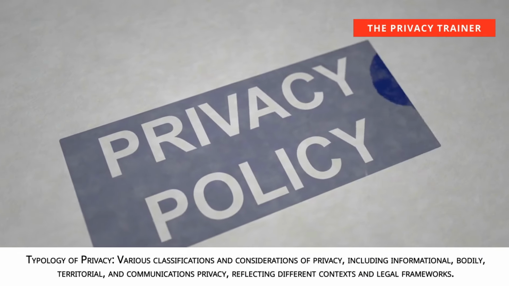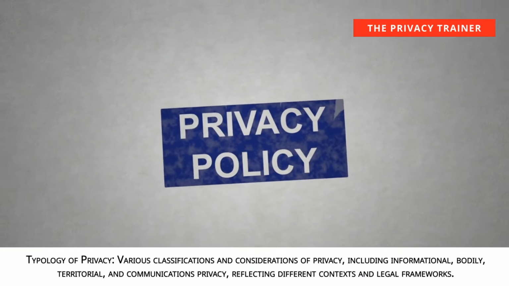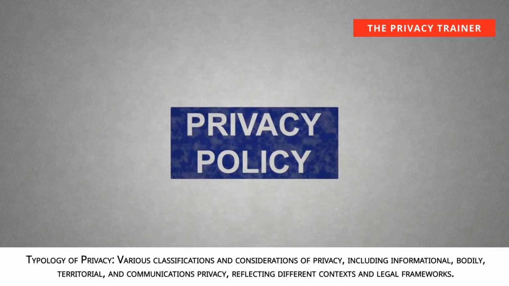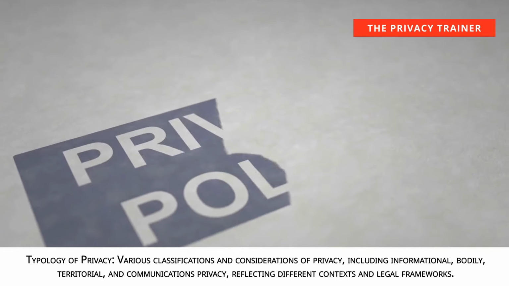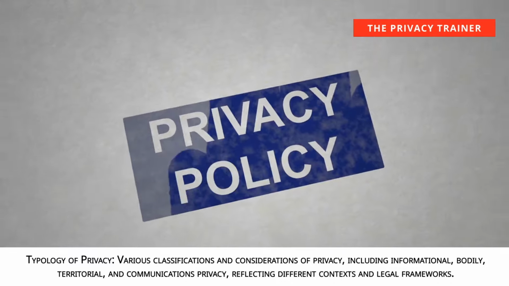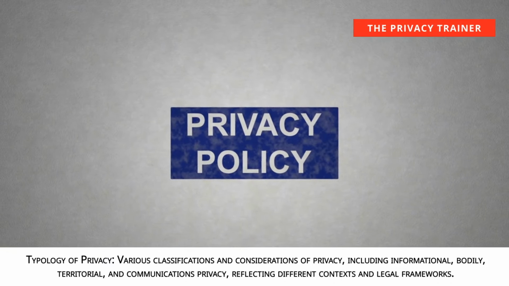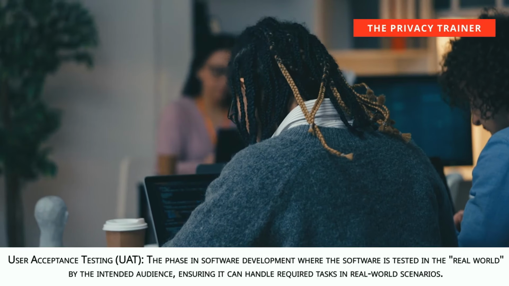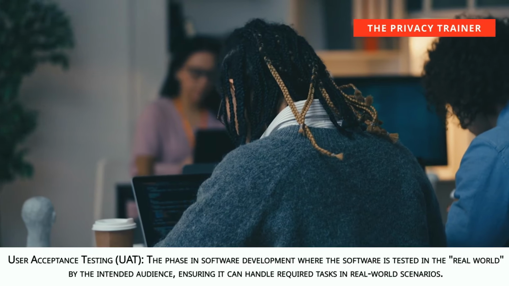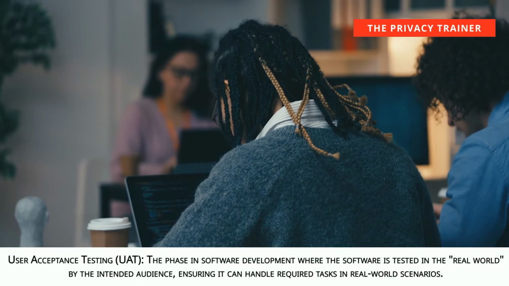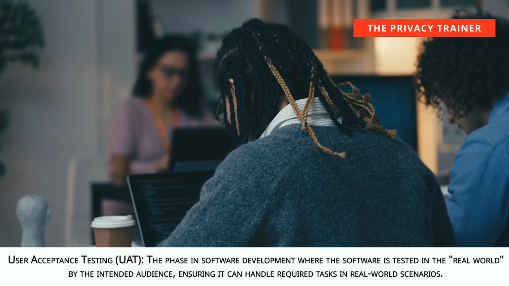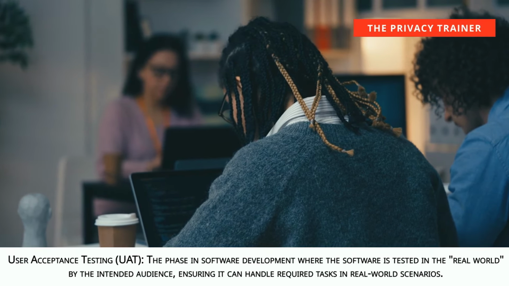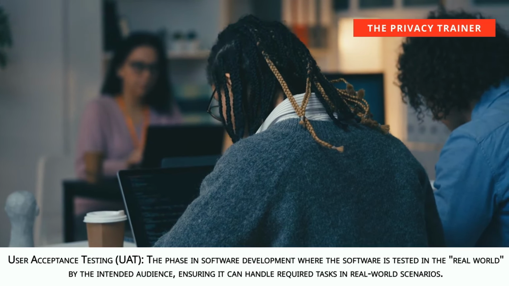Typology of privacy, various classifications and considerations of privacy, including informational, bodily, territorial, and communications privacy, reflecting different contexts and legal frameworks. User acceptance testing, UAT, the phase in software development where the software is tested in the real world by the intended audience, ensuring it can handle required tasks in real-world scenarios.